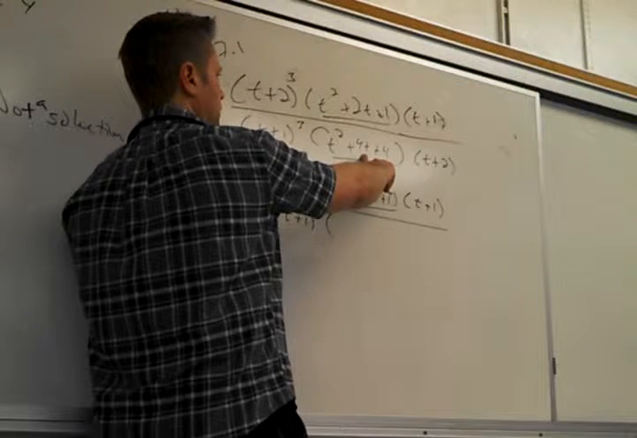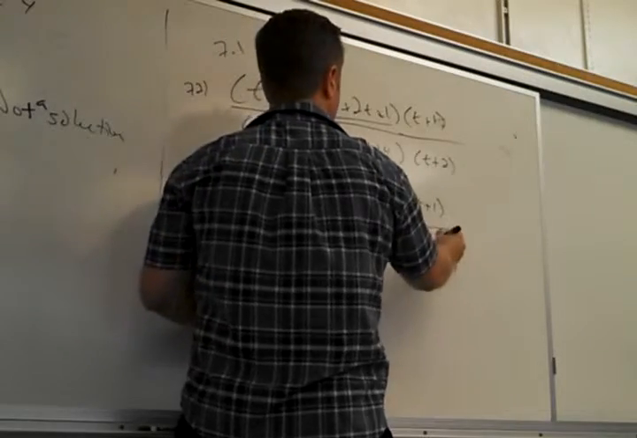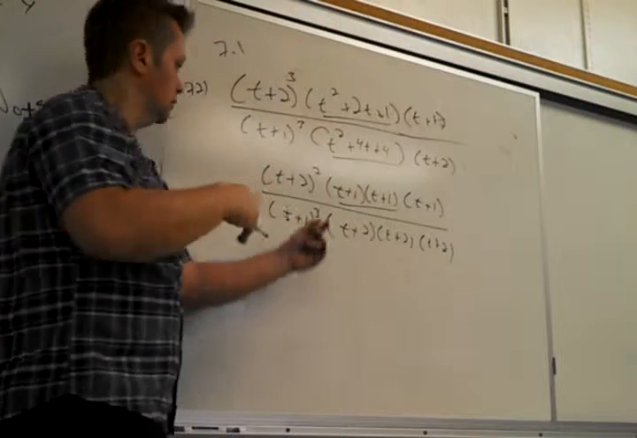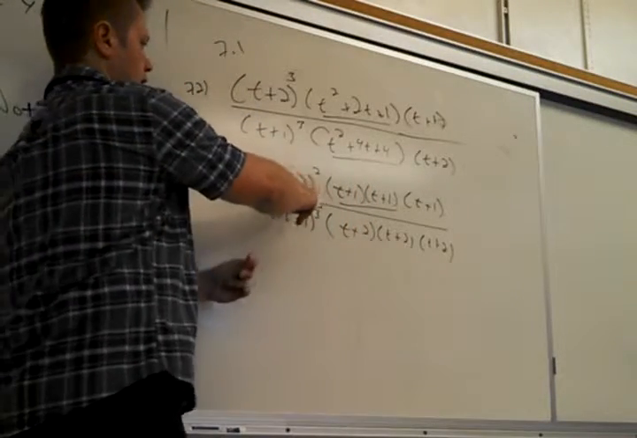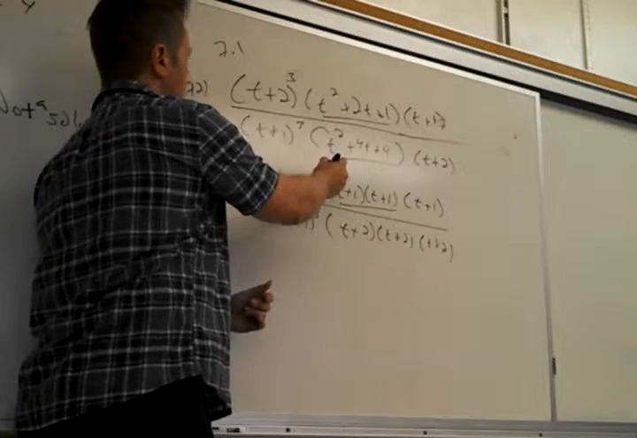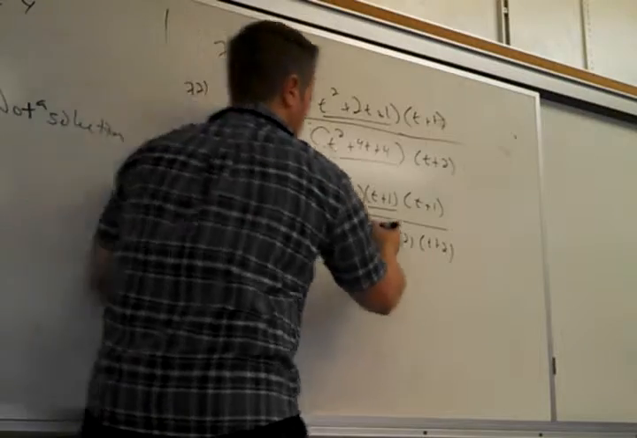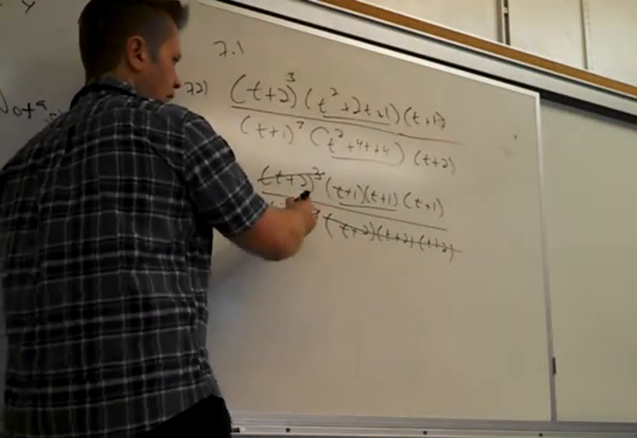I would factor this here. T plus 2, T plus 2, and there's that T plus 2. So these three T plus 2s can do what? Yeah, you can cancel those. There's supposed to be 3, that's my bad. All 3 of these will cancel with 3 of those. And all 3 of these cancel with those 3.